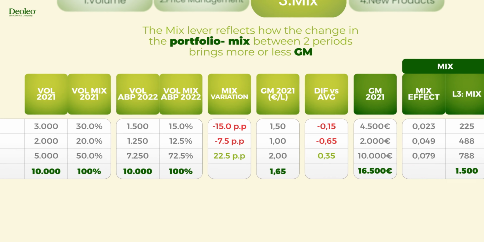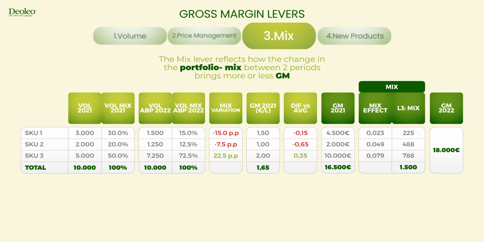When we talk about profitability, let's consider not just the volume, but also the specific profitability of each SKU, calculated like the difference between every SKU unitary gross margin and the average gross margin per liter of the total portfolio. Multiplying these 2 variables, we get to know how much each liter is contributing to the increase or decrease of the final gross margin. And knowing that, if we multiply the mix effect by the total volume of the portfolio, it brings us to how much we are gaining because of the new portfolio mix.